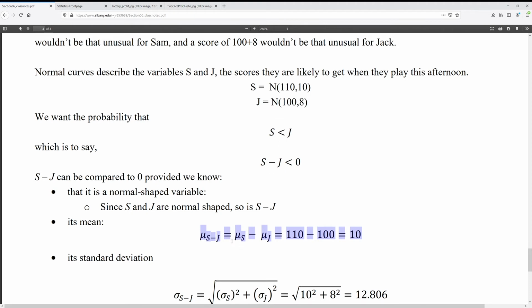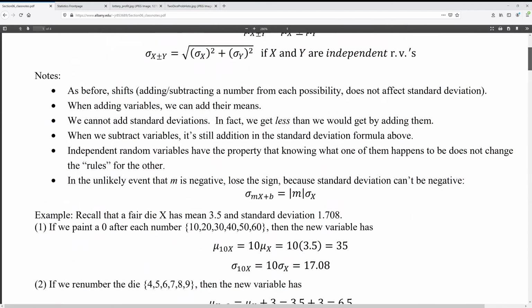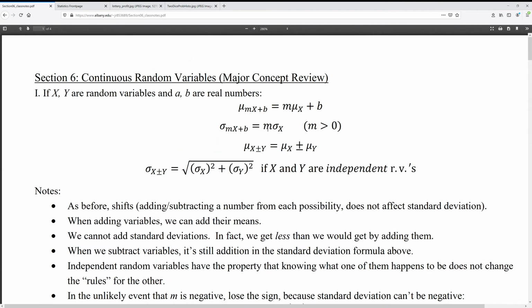It's enough to know the means of S and J, and then we can find the mean of S minus J. Again, means work in the obvious way. If you subtract two variables, then you subtract their means, right? The mean of S minus J is the mean of S minus the mean of J.